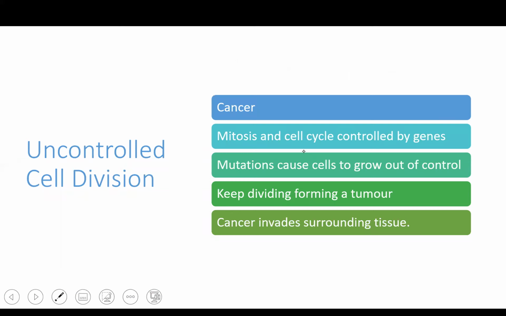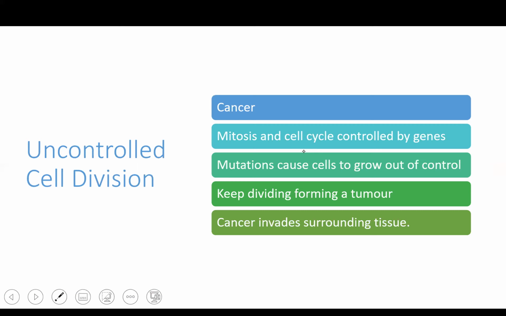Cancer can be the result of uncontrolled cell division. So mitosis and the cell cycle are controlled by genes. And they're not just random processes that just happen, they are controlled by genes. And normally, when cells have divided enough times to make enough new cells, they stop dividing. So they have a process in them that stops them from dividing once they've made enough new cells. We don't just have this replication going on and on and on, and this uncontrolled cell division.